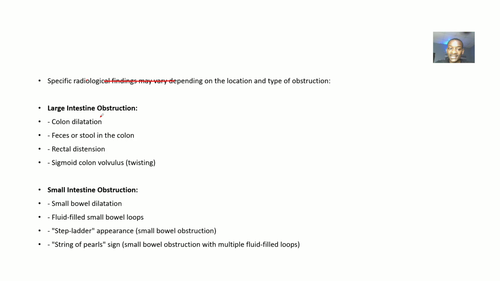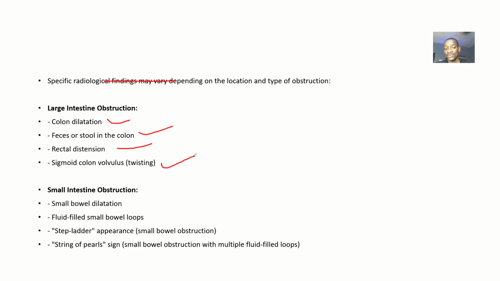Then specific radiological findings may vary depending on the location and type of obstruction. So if it is large intestinal obstruction now, you might see colon dilatation. You might see feces or stools in the colon. You might see rectal distension. You might see sigmoid colon volvulus, that's twisting of the sigmoid colon.